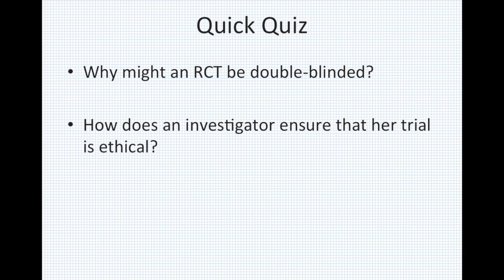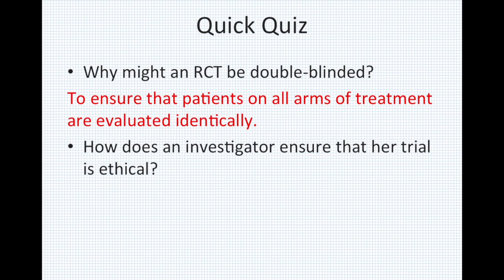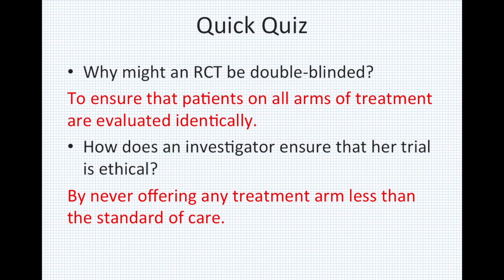Let's take a quick quiz to finish off this module. So why might an RCT be double-blinded? An RCT might be double-blinded to ensure that patients on all arms of treatment are evaluated identically. Lastly, how does an investigator ensure that her trial is ethical? An investigator would ensure this by never offering any treatment arm that is less than the standard of care treatment available.